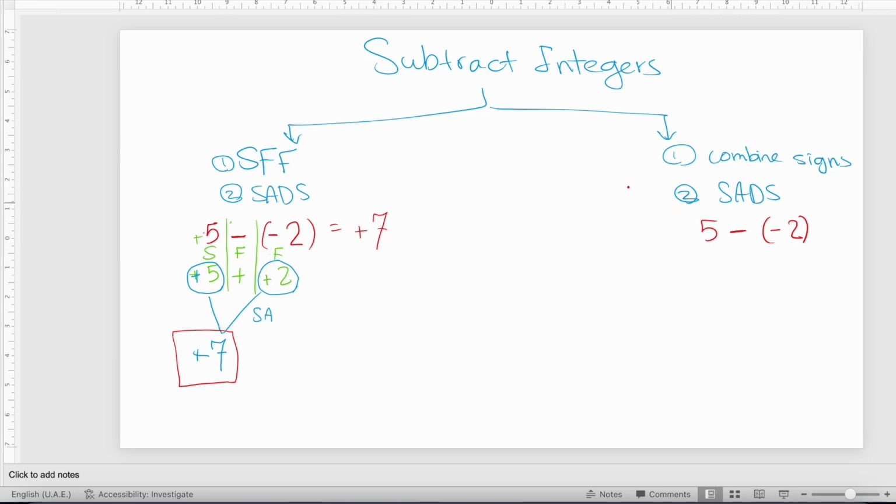Now let's use the other method. The previous method, we said if you have two signs back to back, you need to combine them. Let's do it. Negative and negative, I have to combine them. They're gonna give me positive. Write your problem. Circle the 2 with the sign. Circle the 5 with its sign. Then apply SADS. They are both positive, so same sign add. Basically I have 5 plus 2, it's 7. Put the sign of the greater number, which is positive. So again, it gave me +7.